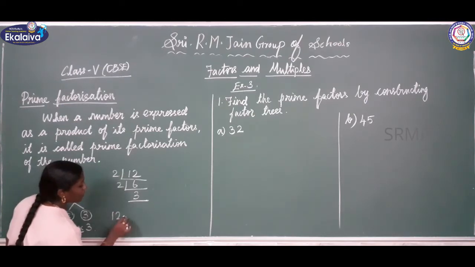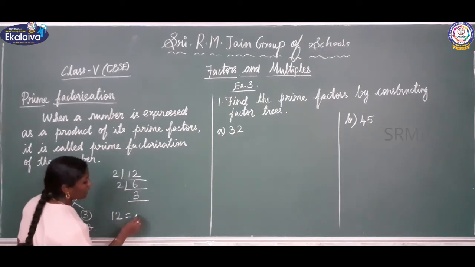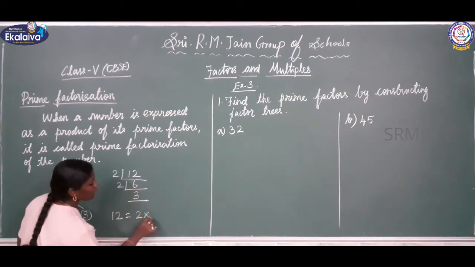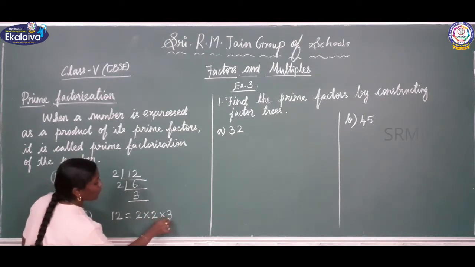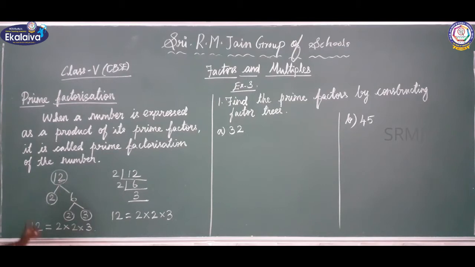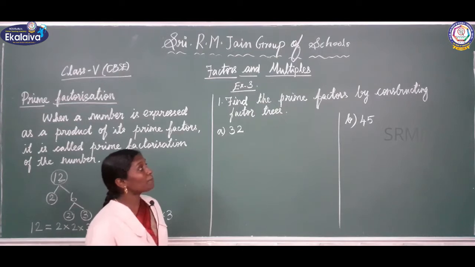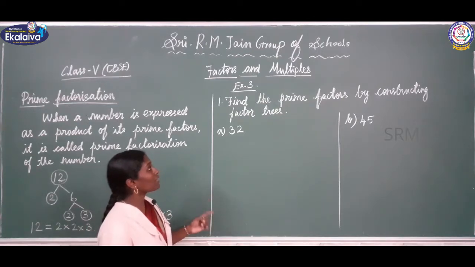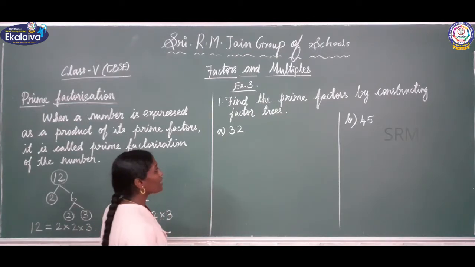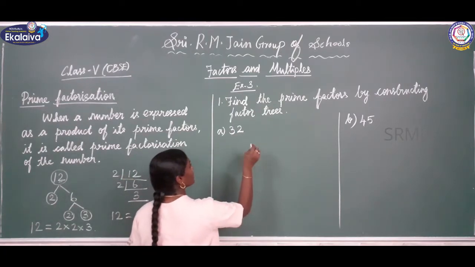Okay, so prime factorization of 12 is equal to 2 into 2 into 3. Like that we have to find the prime factors of the given number. Is it clear? Okay, let us start the exercise. The first question: find the prime factors by constructing factor trees. We are going to construct factor trees for the given numbers.